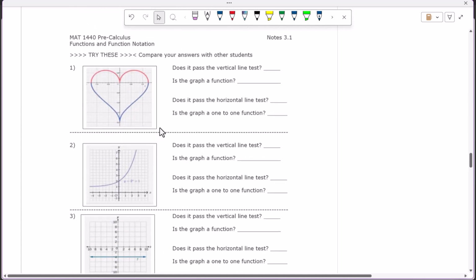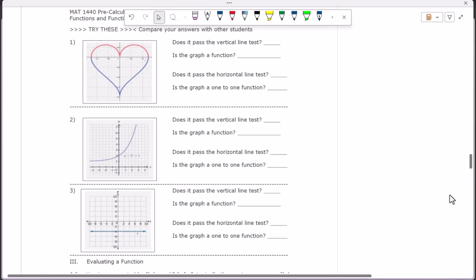Okay, so I'll let you guys pause the recording and do these 3. Pause, and when you're done, see if you did okay.